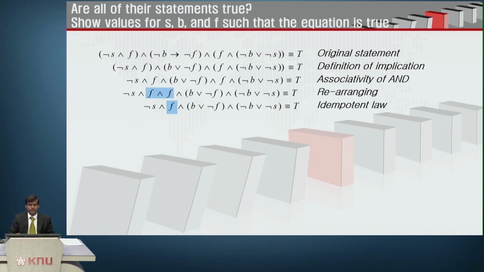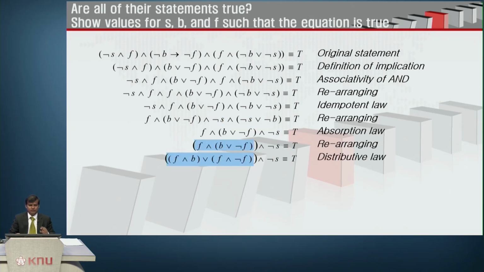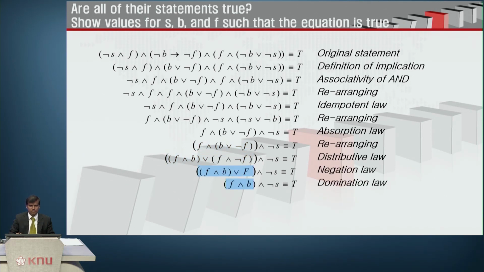Then again using idempotent, we are eliminating F there. Then you are rearranging. Now you are observing so that you have S there. Rearrange it. Then you are having a distributive law there. Again you are using the negation law. Then comes the domination law. Therefore we are using the associative law there. So accordingly what you have in the end is this part.